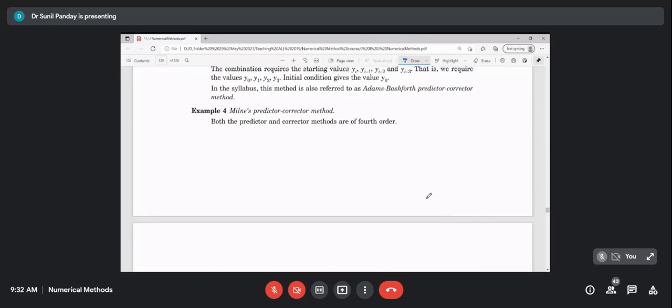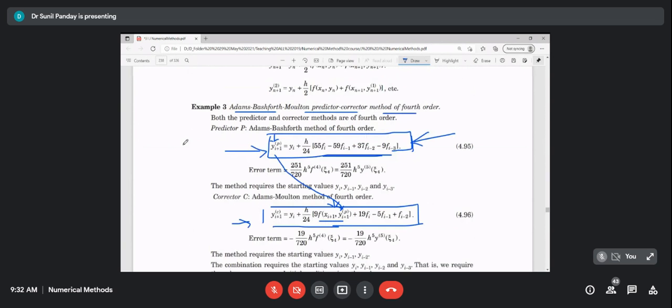So sometimes if someone says Adams-Bashforth predictor-corrector method, it means you have to use this one: Adams-Bashforth as a predictor, Adams-Moulton as a corrector. If it is not written in this way, but they say Adams-Bashforth predictor-corrector, you have to use this method.